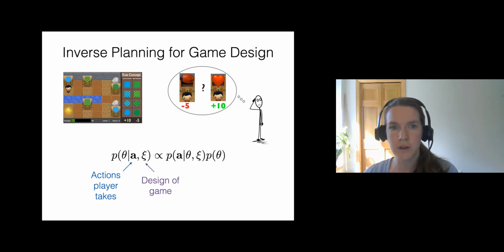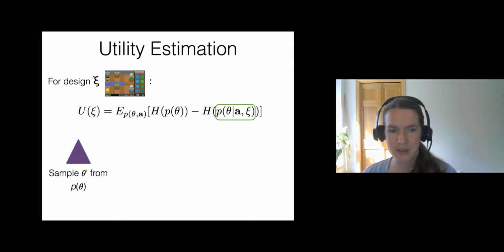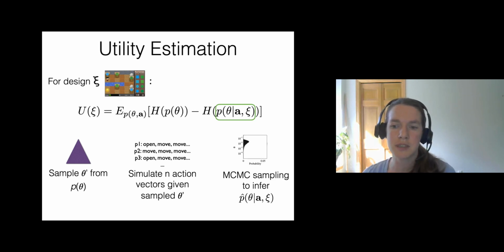So if we imagine that we can vary that, then we can try to estimate the utility of a particular game design. We'll estimate that utility as the expected change in information, which means that we need to be able to predict how much information we'll gain about understanding about that theta before we run the game. And here's where we use our generative model. We can sample possible understandings, we can simulate action vectors because we have this generative model, and then we can use MCMC sampling to try to infer that posterior distribution.